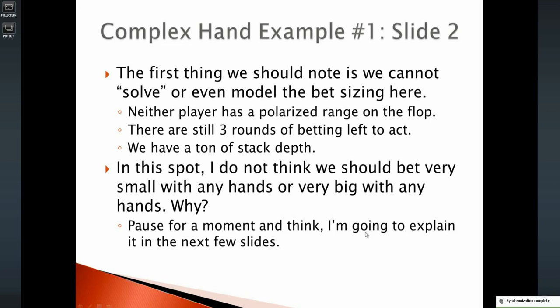Pause for a moment and think. I'm going to explain it in the next few slides. So I've already told you what I think is the answer here. You don't have an overbetting range and you don't have a small betting range. I'm going to explain it in a whole bunch of detail over the next several slides, but first see if you can sort of get it for yourself. Why do I not think overbetting is good here? Why do I not think betting small is good here? Make a guess if you don't know.